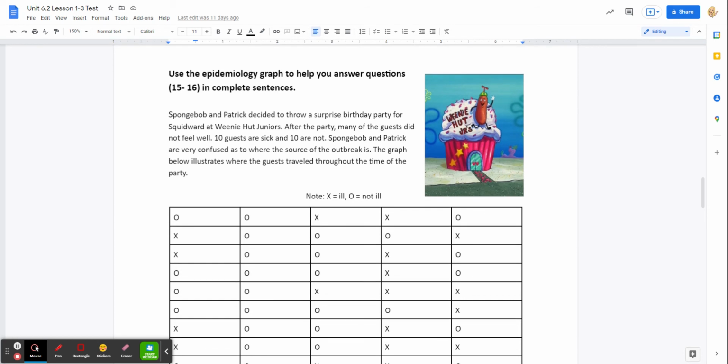All right, the next part, it says use the epidemiology graph to help you answer the questions in complete sentences. All right, so SpongeBob and Patrick decided to throw a surprise birthday party for Squidward at the Weenie Hut Juniors. After the party, many of the guests did not feel well. 10 guests are sick and 10 are not. SpongeBob and Patrick are very confused as to where the source of the outbreak is. The graph below illustrates where the guests traveled throughout the time of the party.